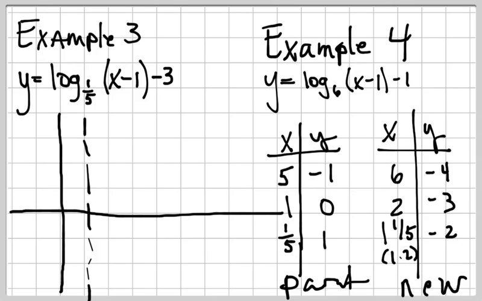Let's go ahead and plot my new points. So we're going to have 1.2 for x, and then negative 2. So that's something about here. And then we're going to have (2, -3), so 1, 2, negative 3. And then we have (6, -4), which is off the charts. 1, 2, 3, 4, 5, 6. So I'll just estimate it's way down there somewhere.